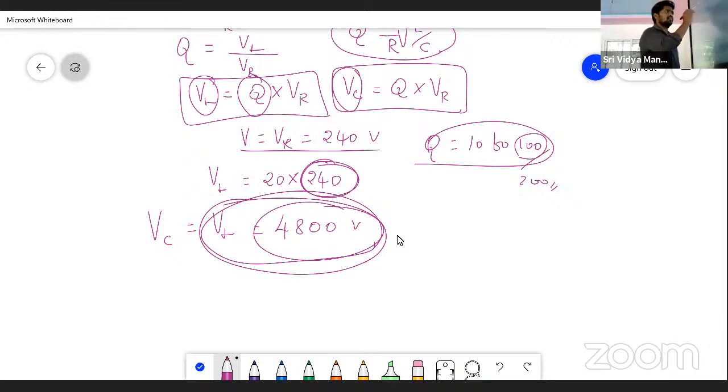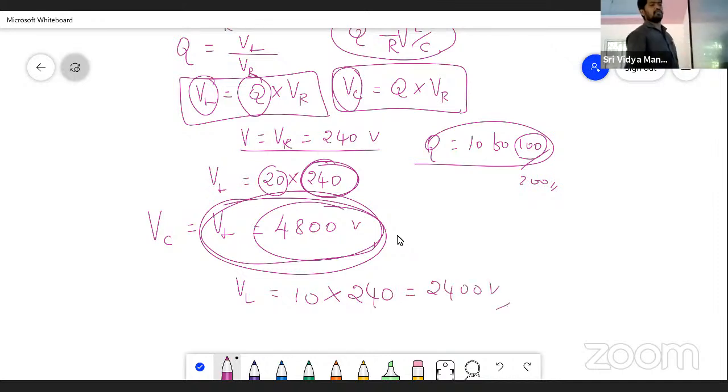For example, Q equal to 10 means 2400 volts. Q is a minimum value here. 10 into 240 is equal to what? 2400. So 2400 volts is developed across the inductor or capacitor. That's why the RLC resonance circuit is called a voltage multiplier. Voltage multiplier is very important. And most of these topics are based on the example point of view.